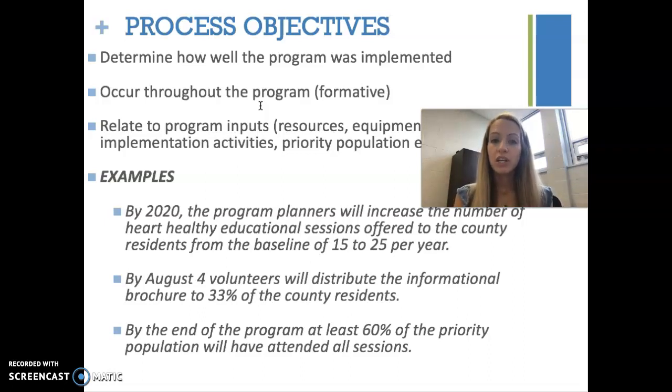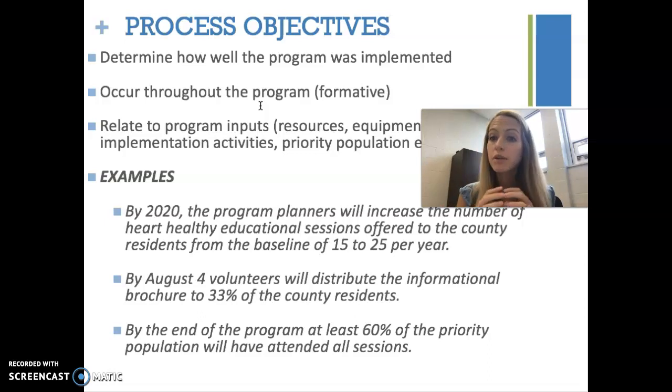So let's look at an example for this process objective. By 2020, the program planners will increase the number of heart-healthy educational sessions offered to the county residents from the baseline of 15 sessions to 25 sessions per year, right? So they are doing this within the program, so it is making it an action item to be completed for that program. So this is a process objective, right?